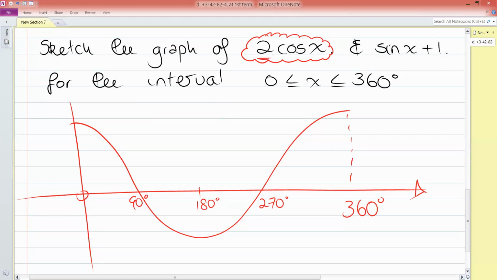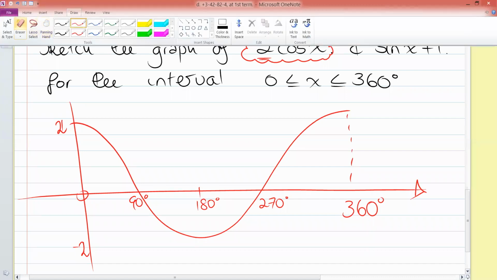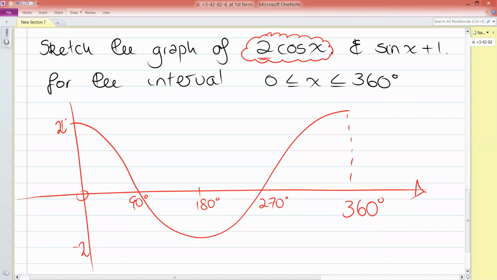Now, if you have 2 multiplied by cos x, what's going to happen to your y values? Remember initially, the maximum value is going to be 1 and -1. But since you've multiplied the entire graph by 2, what's going to happen to your max and your min? 2 and -2. Perfect. This is going to be 2 here, and this is going to be -2 there. Well done. So that's what's going to happen to your graph, the max and the min.